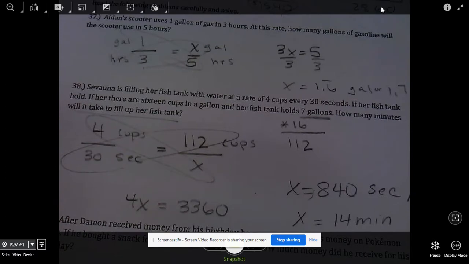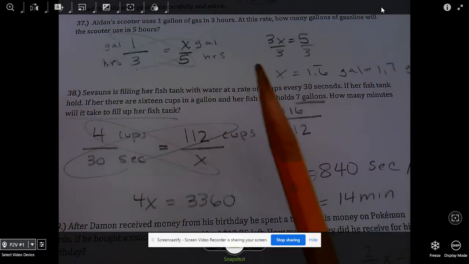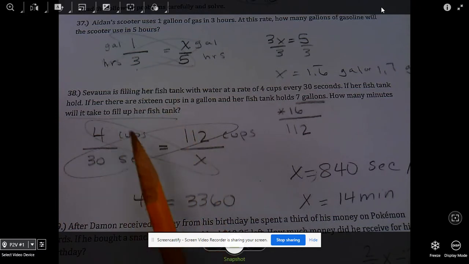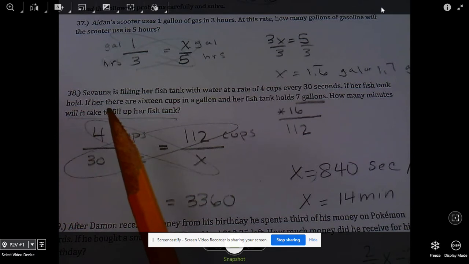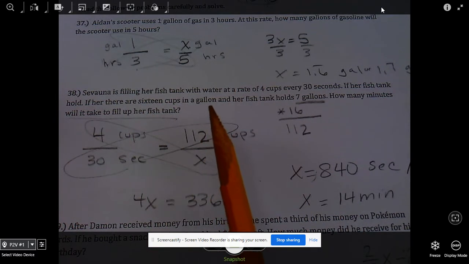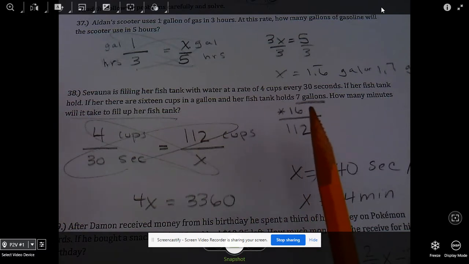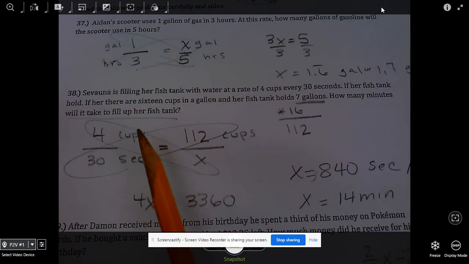Number 38. It says Savannah is filling her fish tank with water at a rate of 4 cups. So I'm going to write 4 cups every 30 seconds. If her fish tank holds, okay, so there's a typo here, but there's 16 cups in 1 gallon. Her fish tank holds 7 gallons. How many minutes will it take to fill up her fish tank? So cups is on top, time is at the bottom.